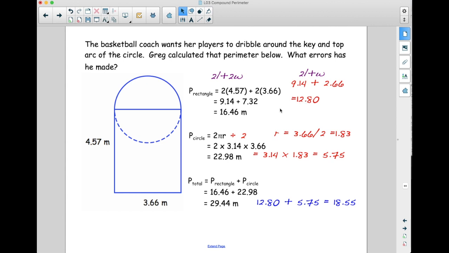That's 12.80. But I failed to recognize there's another mistake over here, the radius. The radius is not 3.66. That's the diameter. So the first thing I'm going to have to do is calculate the radius. 3.66 divided by 2, that's 1.83. And the formula we should be using here is just pi r now. So this here is pi times r. We don't want 2 pi r because we only want to go that far. And so 3.14 times 1.83 is 5.75. When I add 12.8 to 5.75, I get 18.55. So that should be the correct answer.